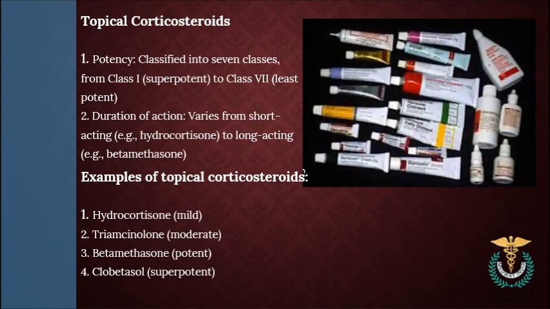As far as the classification of topical corticosteroids is concerned, it is classified into 7 classes from class 1 to 7, starting from super potent to least potent. The duration of action varies from short acting to long acting, and the examples include hydrocortisone, triamcinolone, betamethasone, or clobetasol.